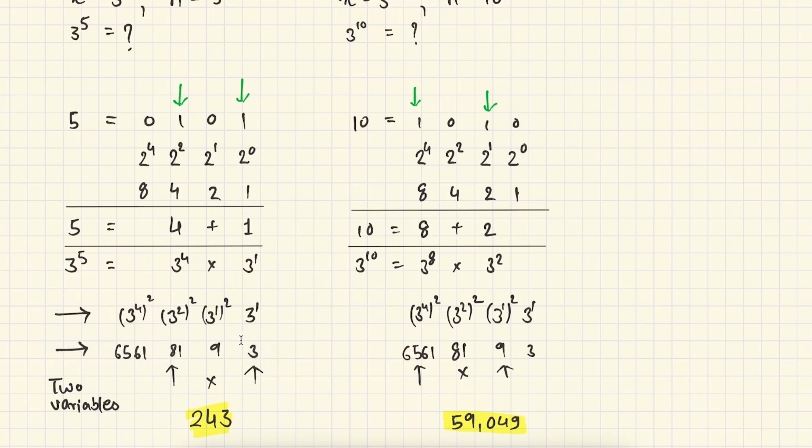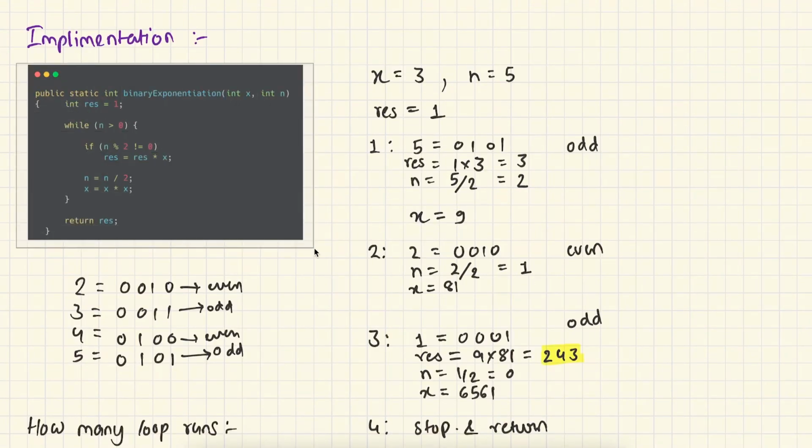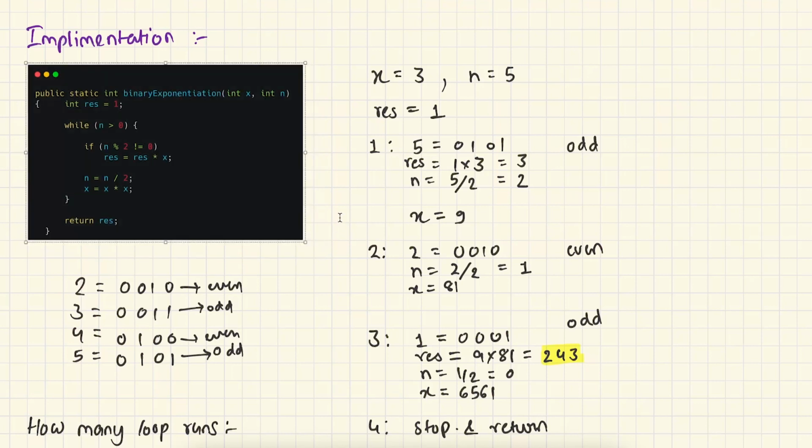This variable simply multiplies the value of set bits. It means 3 and 81. As simple as that. So now you can see this is the final implementation of this problem. So this is a function, binary exponentiation. We call this problem binary exponentiation because we are simply taking the help of binary representation. That's why we call it binary exponentiation, right?